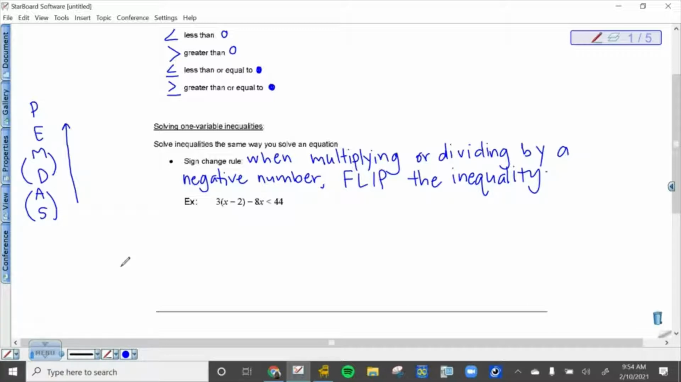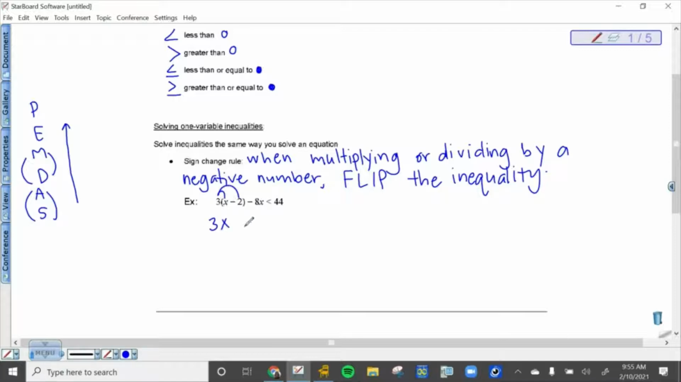So let's do this example. What's my variable in this inequality? X. X is what I want to get by itself. Since I have these parentheses, the first thing I want to do is distribute. I want to distribute this 3 to both numbers in the parentheses. What operation do I use? Do I add these together? You multiply them, yeah. So this is going to become 3x.